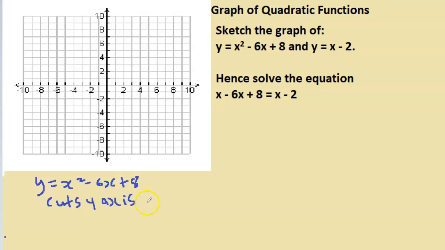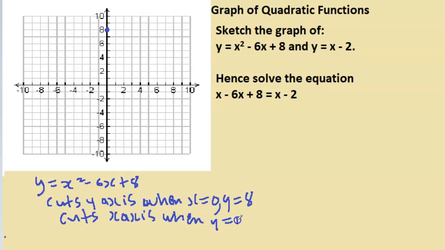So it cuts the y-axis when x is 0. So when x is 0, of course, 0 squared is 0, 6 times 0 is 0, so it cuts the y-axis at 8. Now we can just indicate there, 8 on the y-axis, positive 8. It cuts the x-axis when y is equal to 0. So when y is equal to 0, we have 0 is x squared minus 6x plus 8.